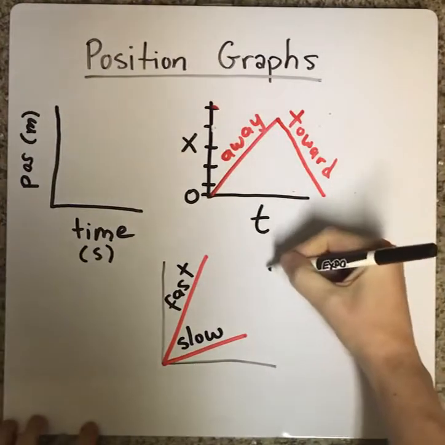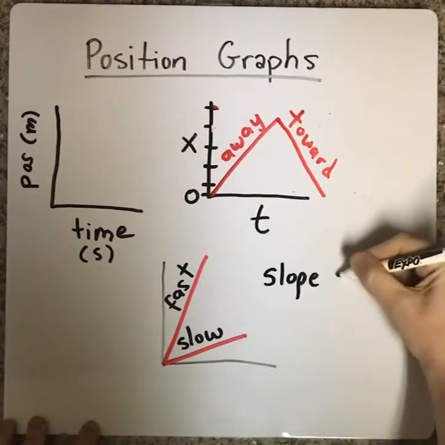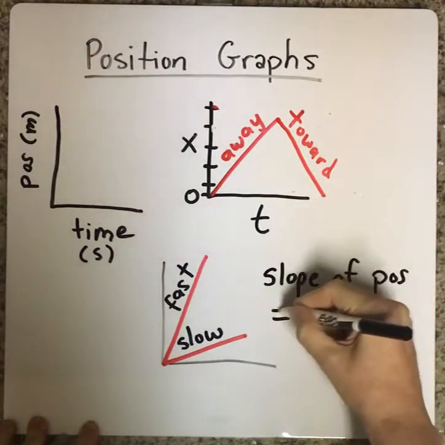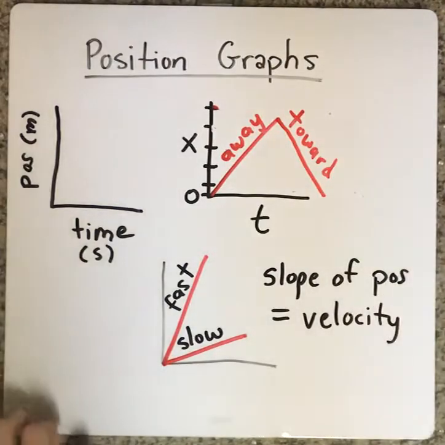Remember that we use the word velocity. So one of the things that you need to memorize is that slope of position equals velocity. This was a fact that a lot of people missed on the last test. So again, the slope of your position graph is the velocity of the object. They are equal.